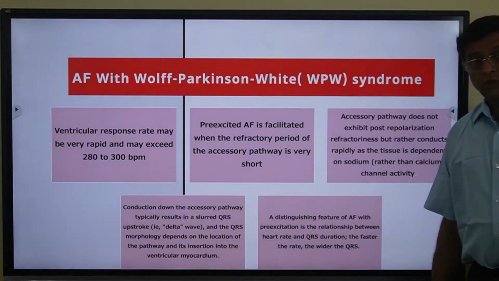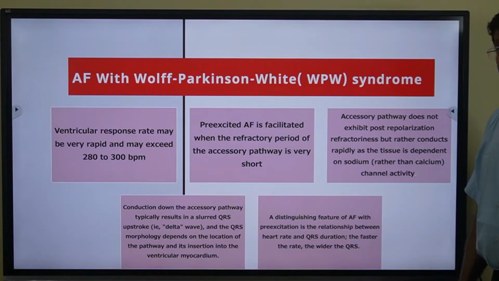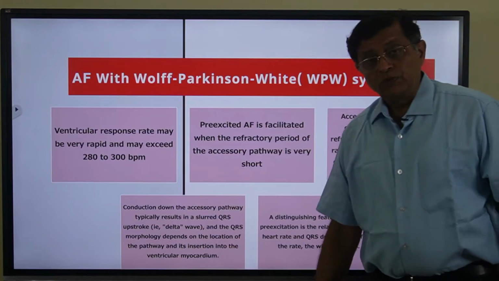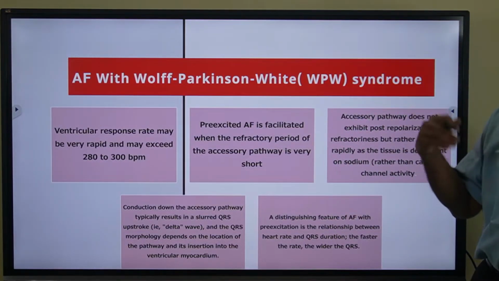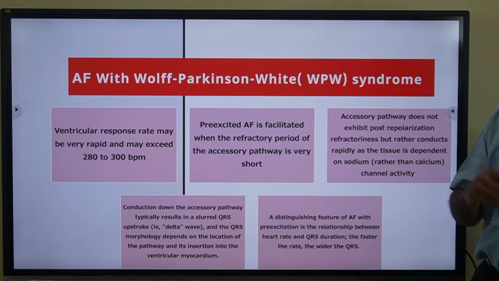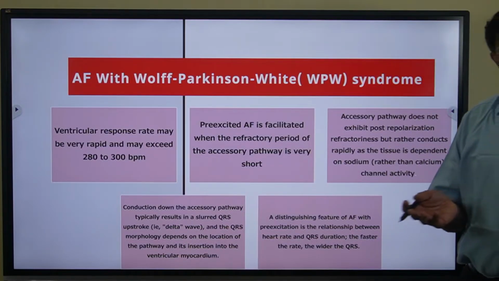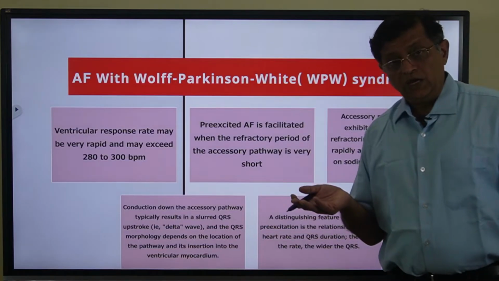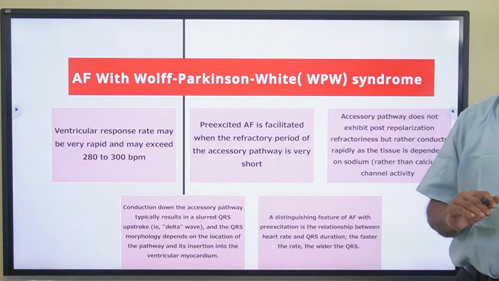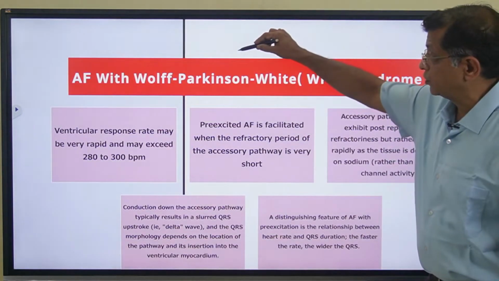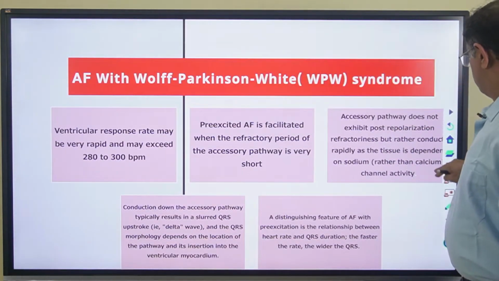Now this is most important, atrial fibrillation with WPW syndrome. As we all know, what is WPW syndrome? There is an aberrant pathway for the current to reach from the atria to the ventricles apart from the AV node. So the impulse reaches the ventricle before the impulse from the AV node comes, and that is responsible for the typical delta wave.